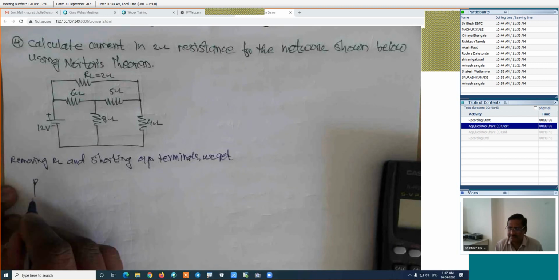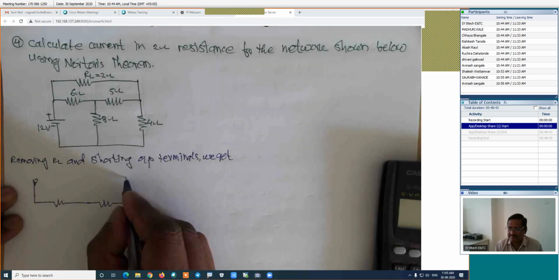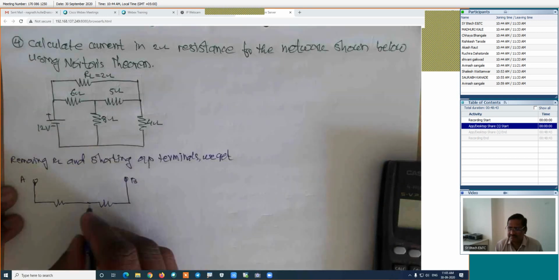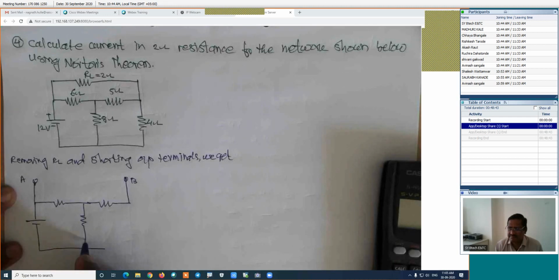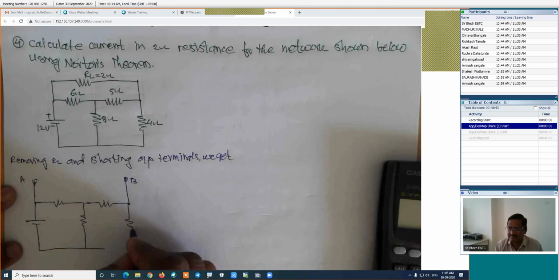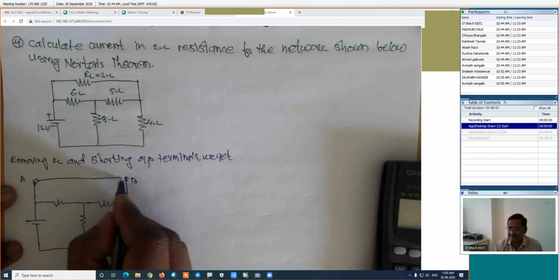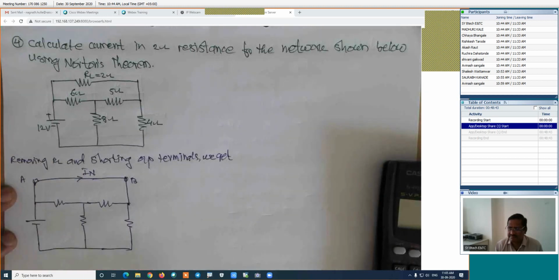If we are removing the load resistance, then figure will be something like this. I will give some names to these terminals, maybe A and B. Here is the load resistance. This will be the voltage source. And here, this is the another resistance, and we are shorting these terminals. And we are interested in this current, which is the Norton's current. That is current in the short circuit, which is the Norton's current for this case.